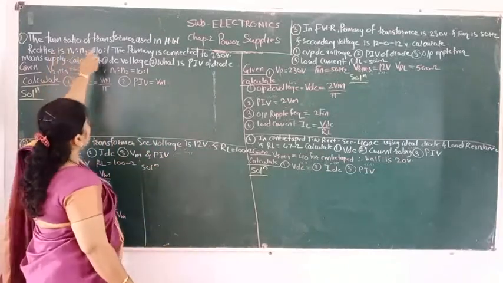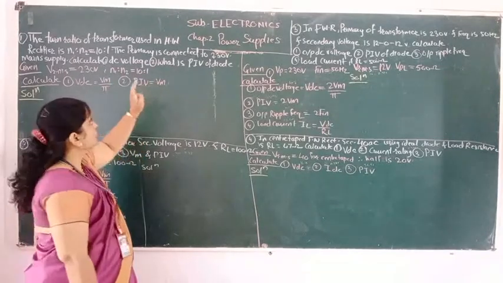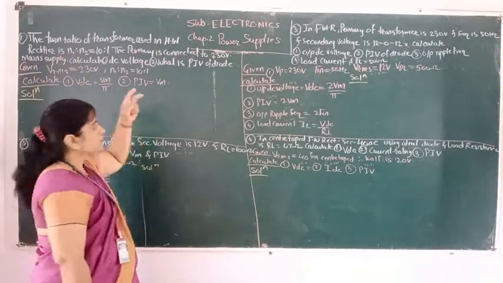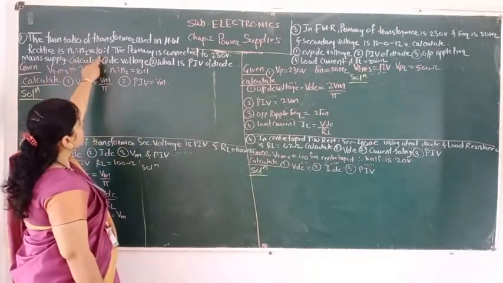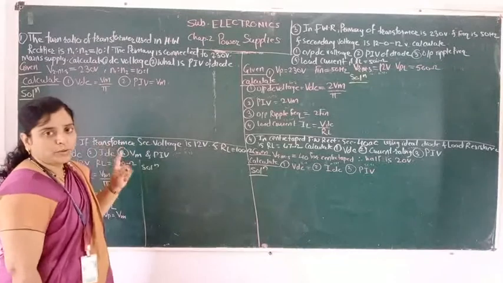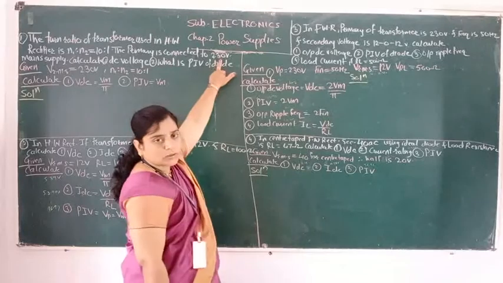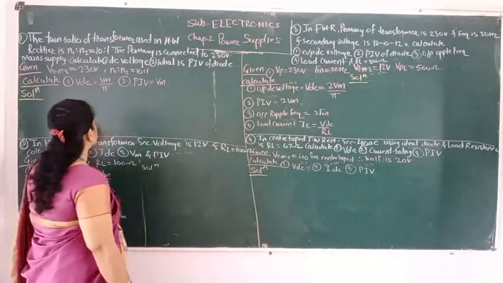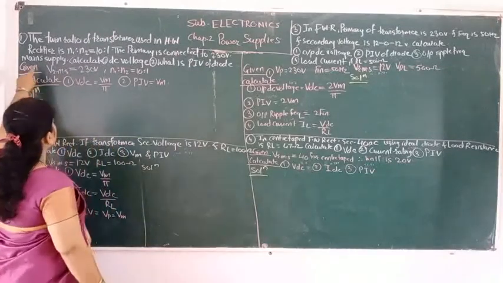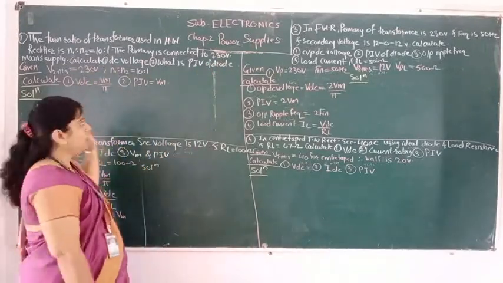The turn ratio of the transformer is used in the input of the rectifier circuit, isn't it? So in the half wave rectifier, N1 is to N2 is how much it is given? 10:1. 10:1 means N1 is 10 and N2 is 1. The primary is connected to 230 volt. 230 volt is AC voltage, or we can say the AC in VRMS. So the AC main supply is how much? 230 volt.